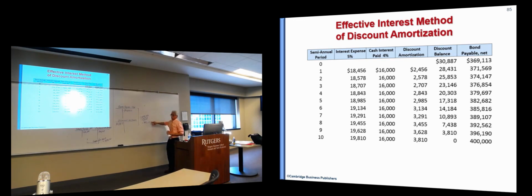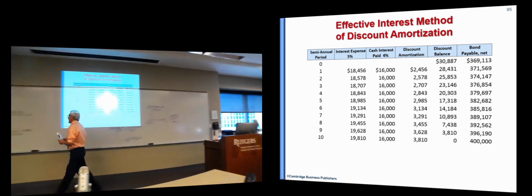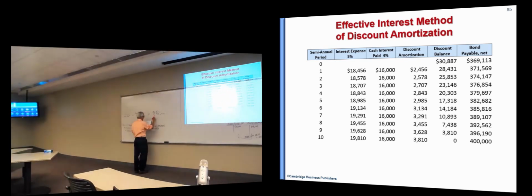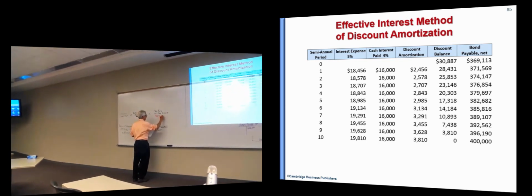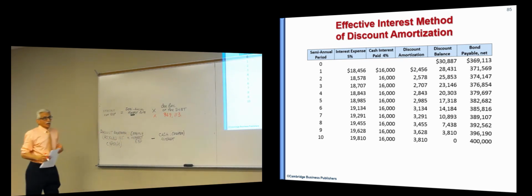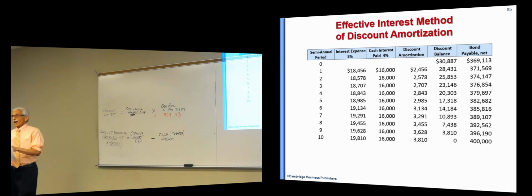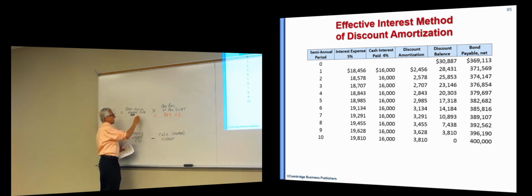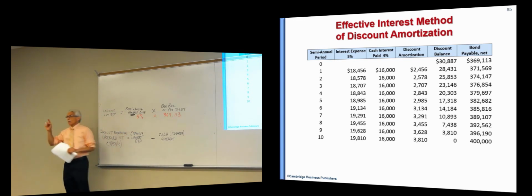The beginning balance of the debt. Let me make sure everyone knows, just like double declining balance, it's the beginning balance of the debt. So the beginning balance of the debt is $369,113. The market rate of interest: in this case, these bonds sold for a discount. The coupon was 8, market was 10, semi-annual was 5. So just as you did in that last question, you took the semi-annual market rate and multiplied it against the beginning balance of the debt.